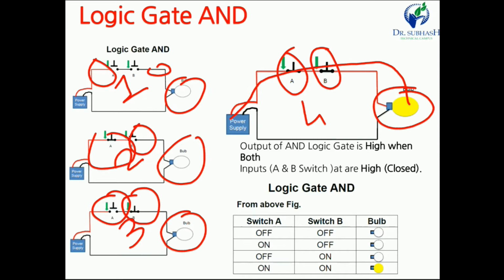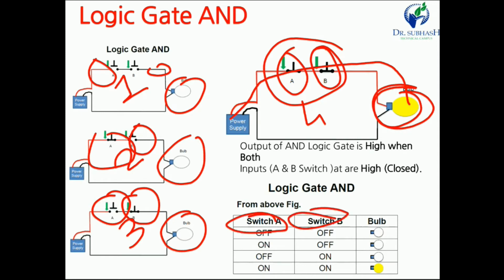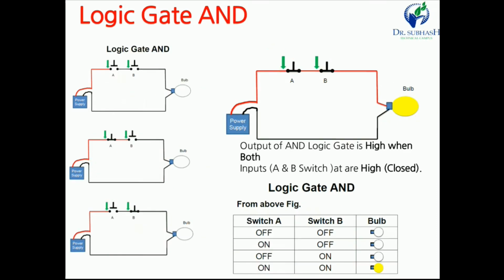So we can say that the output of the AND logic gate is high when both inputs A and B switches are high, meaning closed. Whenever both switches are on or closed, the output, meaning the bulb, is on. So we draw one table with the switch conditions of switch A and switch B, and according to these conditions, the bulb position is our output. These are all inputs and the bulb position is our output. Both off, the bulb is off; and when both are on, the bulb is on. So you have to remember, whenever both switches are on, meaning both inputs are 1, then the output is 1.